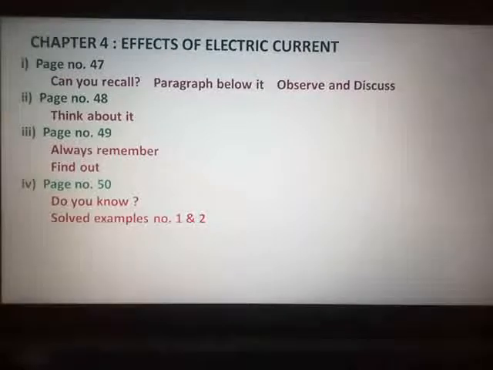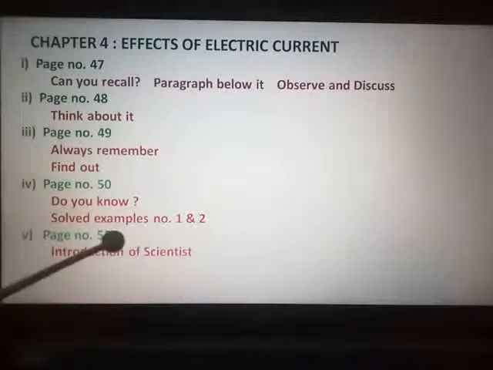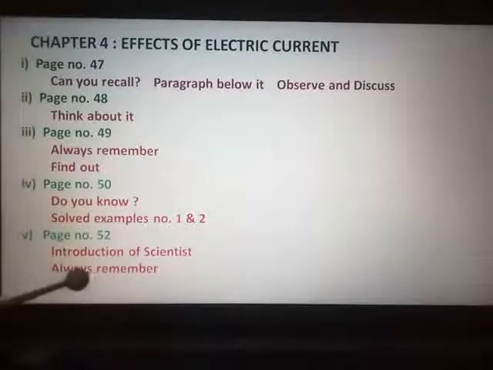So page number 50, do you know the pink colored block, and solved example number 1 and 2 you have to remove. Page number 51, there is no reduction. Page number 52, you have the yellow colored block on the top, introduction of scientist, remove that block. And towards the end you have a blue colored block, always remember, remove it.